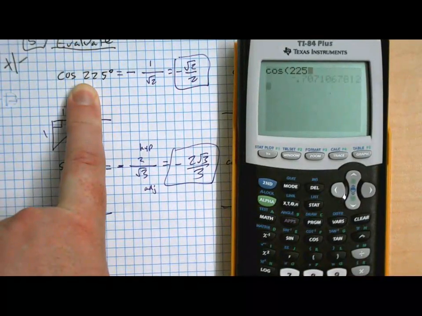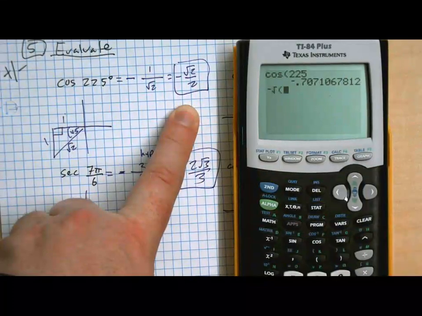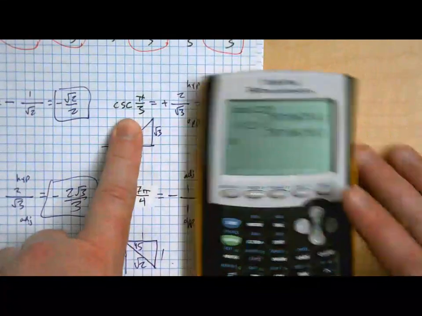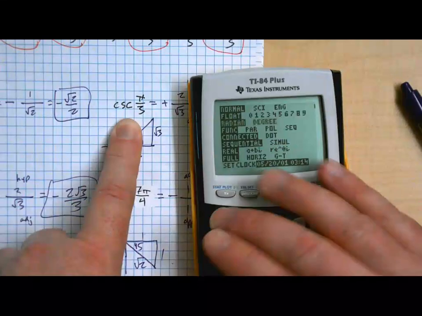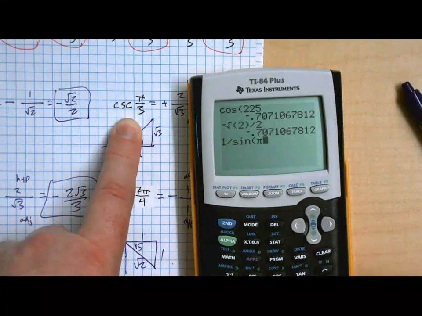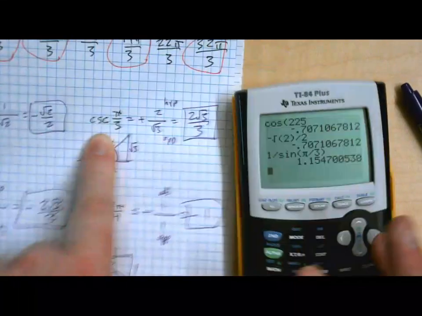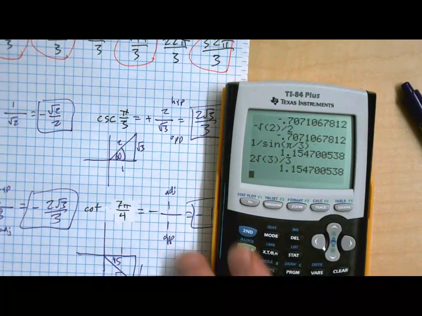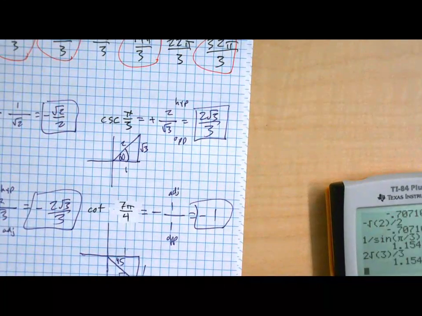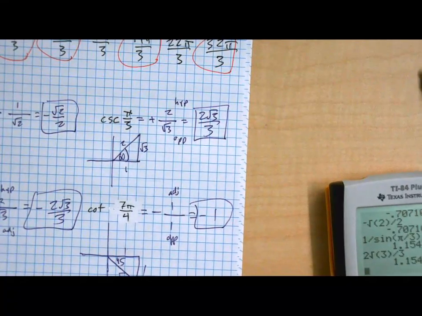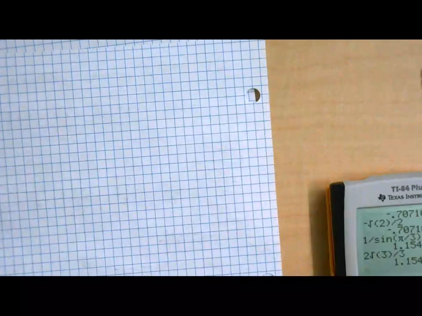Cosine 225 gives negative square root 2 divided by 2. I'm confident in that one. I don't have a cosecant button, but I can do 1 over sine. 1 divided by the sine of pi over 3, and I did change my mode into radian mode, is that. I think my answer is 2 square root 3 over 3. So there's no need to wonder on these problems. You will be able to check.